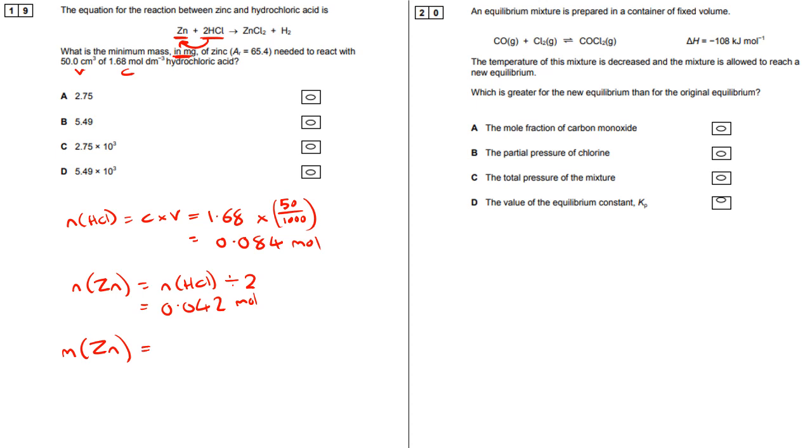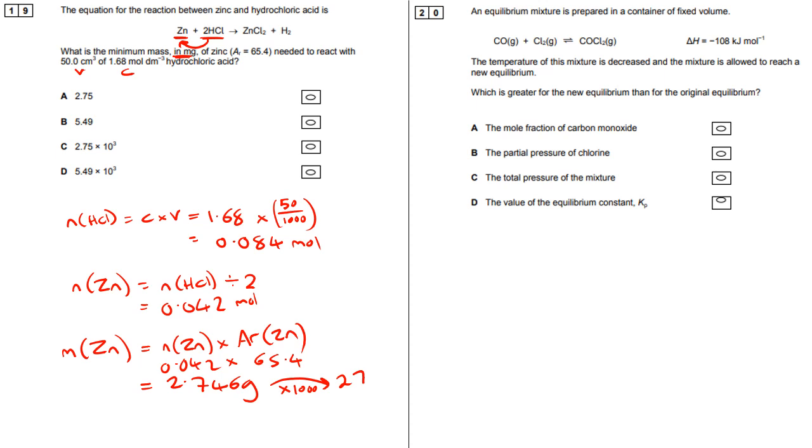It's going to be your moles times your Ar. So moles of zinc times the atomic mass of zinc. That's 0.042 times 65.4, and that gives us a mass in grams, remember, of 2.746 grams. That's grams. 1 gram is 1000 milligrams. 2.746 grams is going to be 2746 milligrams, which is this answer here.